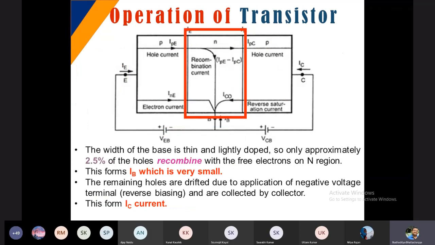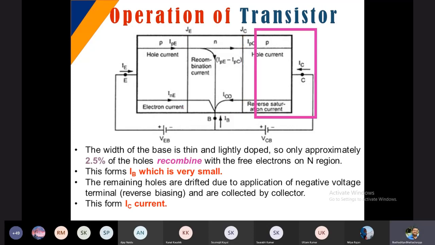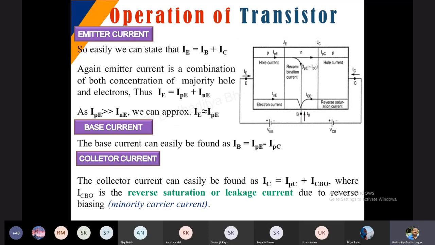Now, if you look at the base part, as I said, the base is thin and lightly doped. So only approximately 2.5% of the holes recombine with the free electrons in the N region and form IB, which is very small. After that, the remaining holes are drifted due to the negative voltage on the other terminal, the reverse biasing, and are collected by the collector. Thus, IC is also formed. So the combination of IC and IB forms IE. This is the basic operation that we were talking about.